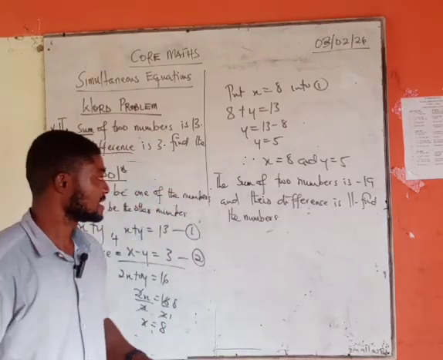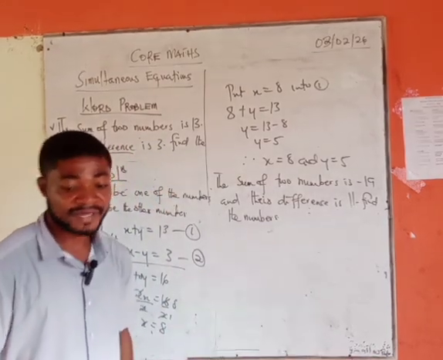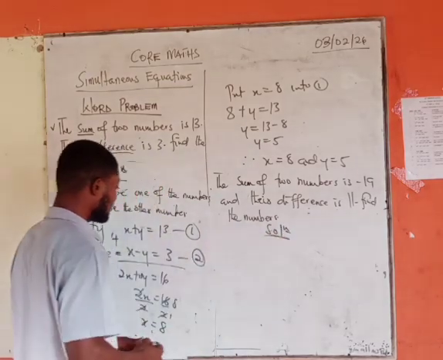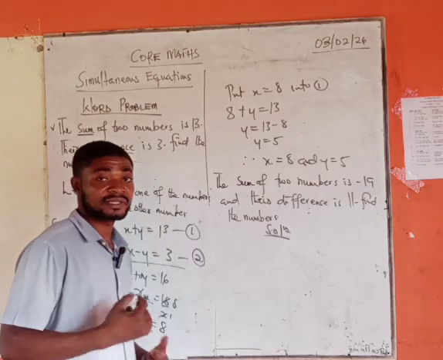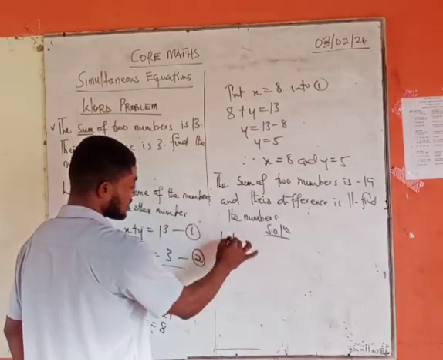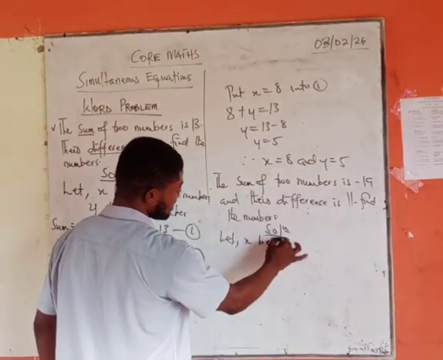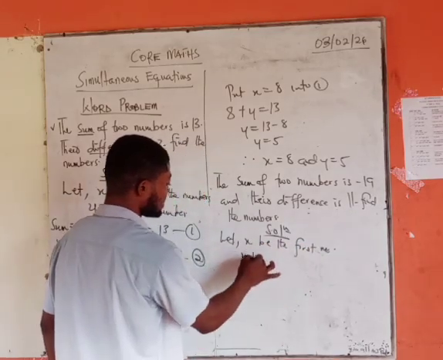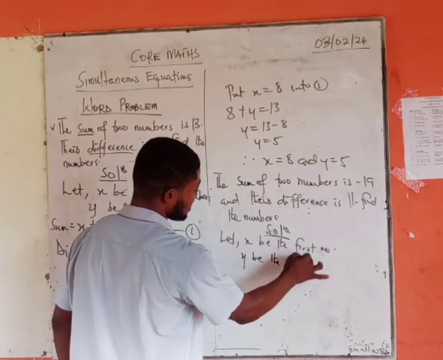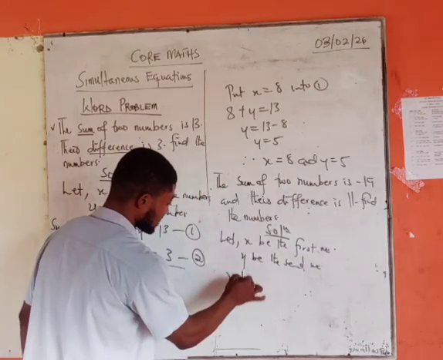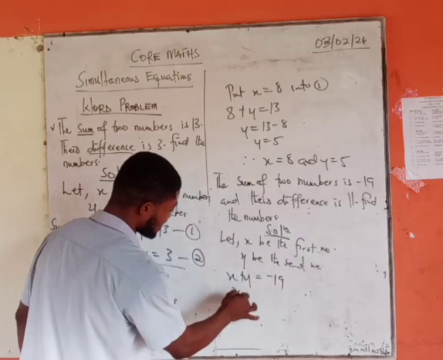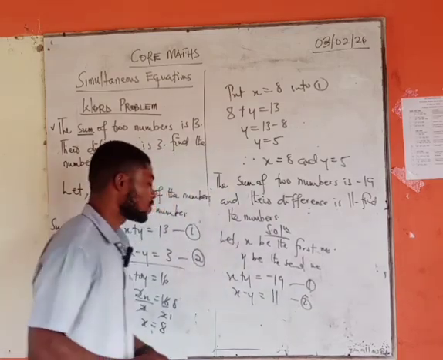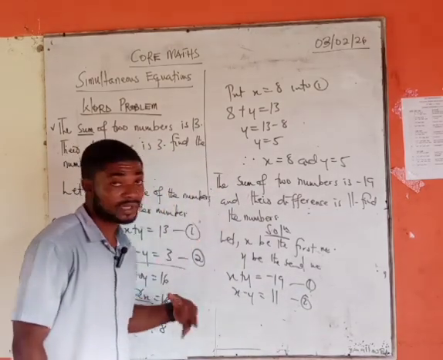The sum of two numbers is negative 19 and their difference is 11. Find the numbers. I'll just generate the two equations for you and then you solve it using either the elimination, substitution, or the graphical method. Let x be the first number, and y be the second number. So x plus y is equal to negative 19, and x minus y is equal to 11. Equation 1, equation 2.